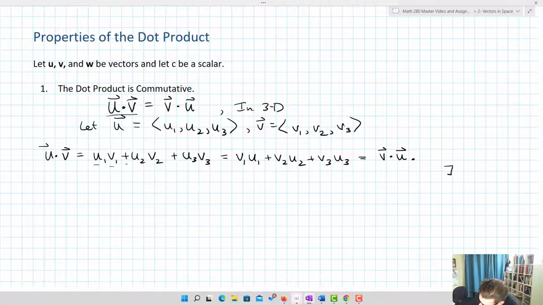And that actually finishes it out. We just showed that u dot v equals v dot u, and our proof is finished. That's what this little thing, by the way, means. That means I'm done with the proof.